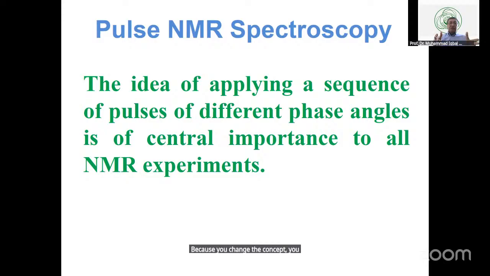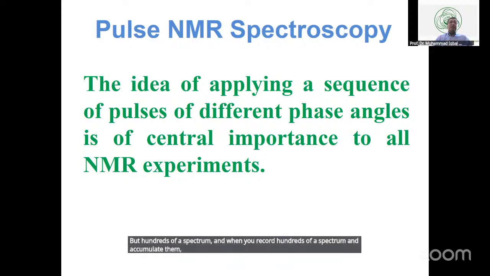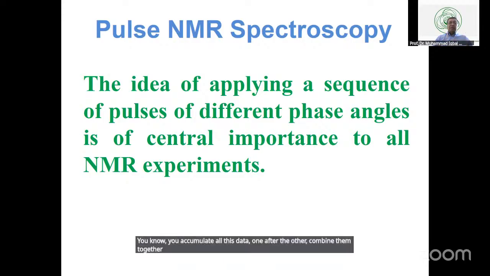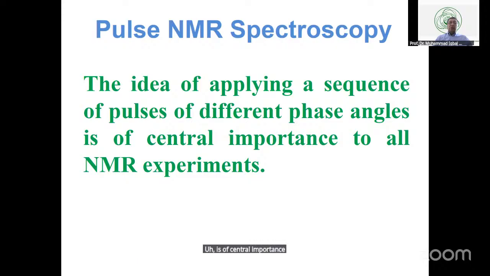And it becomes then possible to record a decent spectrum of C13 in natural abundance because you changed the concept. You're now recording not one, but hundreds of spectra, and when you record hundreds of spectra and accumulate them, you accumulate all this data one after the other, combine them together, you get a better signal to noise ratio. So the idea of applying a sequence of pulses is of central importance to all NMR experiments now.